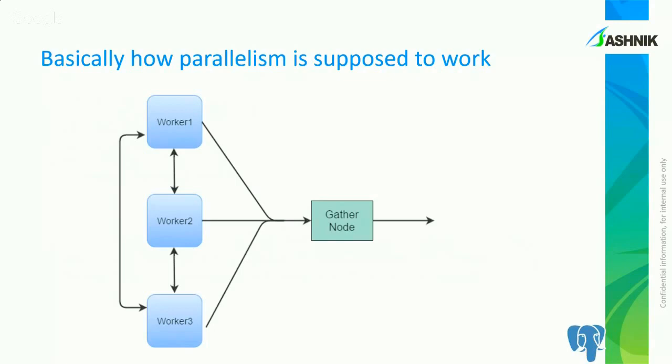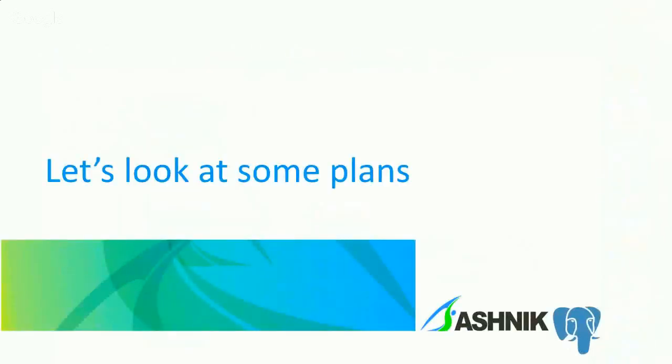All these worker processes need to coordinate with each other so that they avoid doing duplicate work. For example, some block which has already been scanned should not be taken up by another worker process. And that is why they all need to talk to each other and coordinate with each other. Now let us look at some of the plans, and let's see parallelism in action.